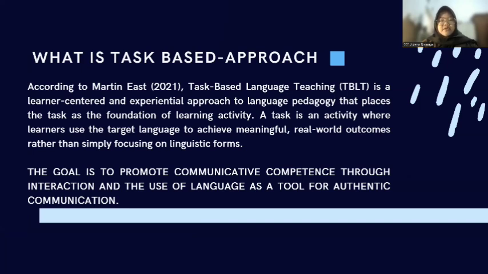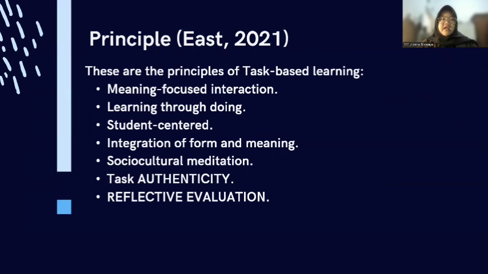The main goal is to promote communicative competence through interactions and the use of language as a tool for authentic communication. And these are the principles. The first one is meaningful, focused interaction and learning through doing, because students will do the activity that the teacher provides, and they also learn the knowledge through the activity. The third one is student-centered, of course. The teacher is just the facilitator and guides students in their learning process. Then there are integration of form and meaning, sociocultural mediation, task authenticity, and reflective evaluation.